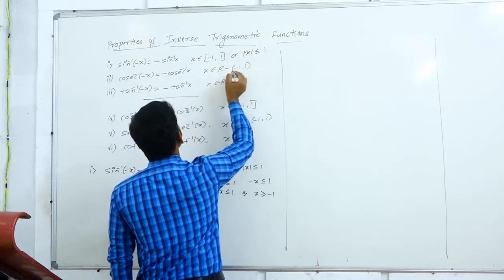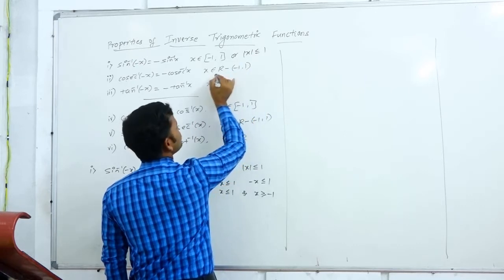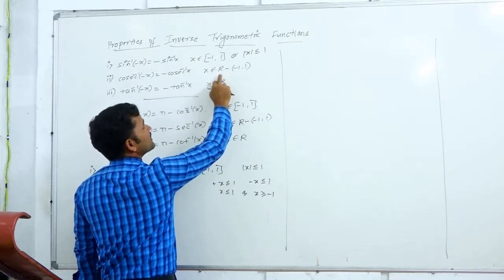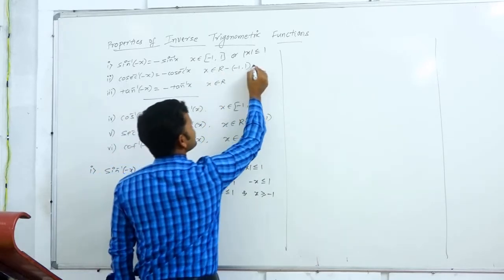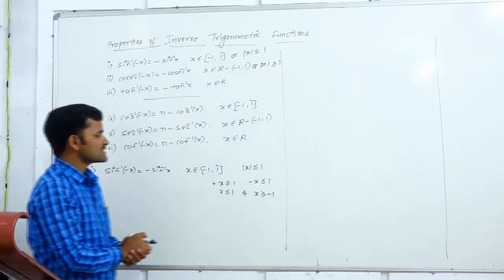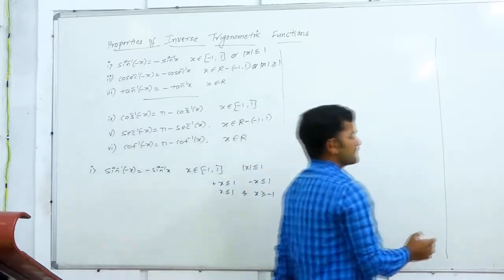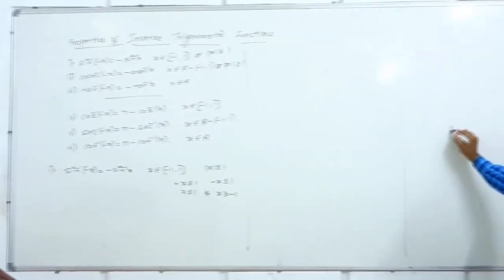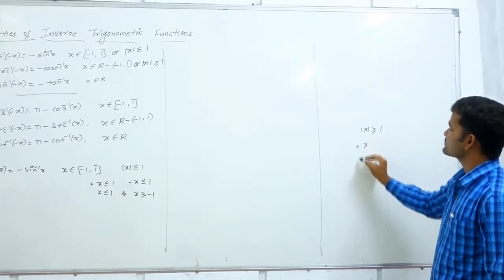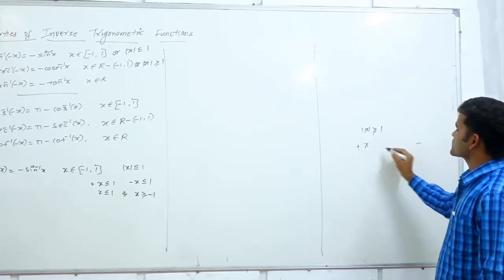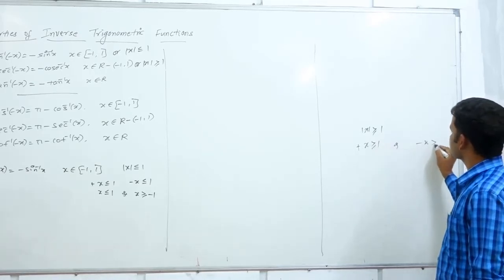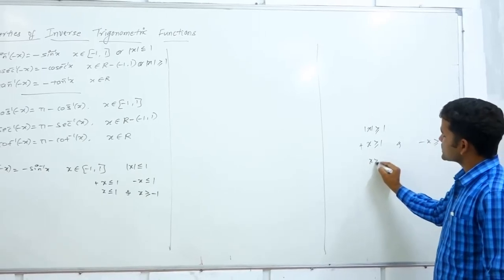And coming to this, cosecant inverse of minus x is equal to... This is possible only when x belongs to all the real values except the interval minus 1 to plus 1. This can also be written as modulus of x greater than or equal to 1. Modulus of x greater than or equal to 1 means, again, 2 cases are possible. One is with plus case, another one is with minus case. Plus x greater than or equal to 1 and minus x greater than or equal to 1. X greater than or equal to 1 here.